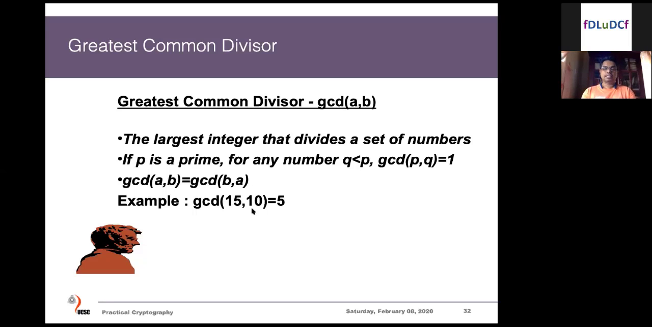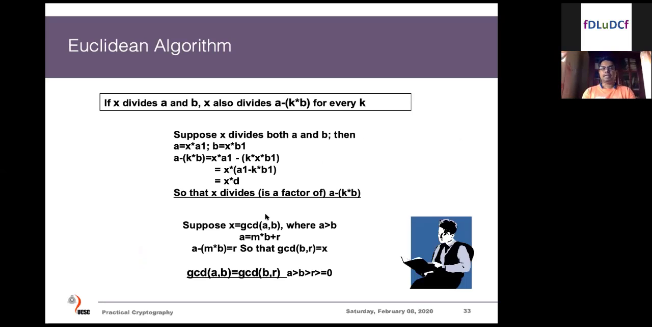GCD is a common factor of two given numbers. A long time ago, a great mathematician called Euclid found a method to simplify the calculation of the greatest common divisor. In this method, he proves that the calculation of the greatest common divisor of any two large numbers can be simplified to a very short period of time using his Euclidean algorithm. So let's try to understand what that Euclidean algorithm means.